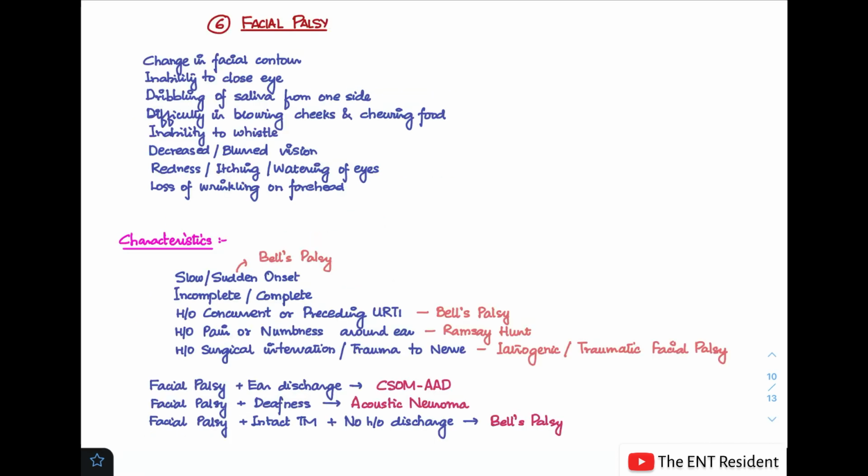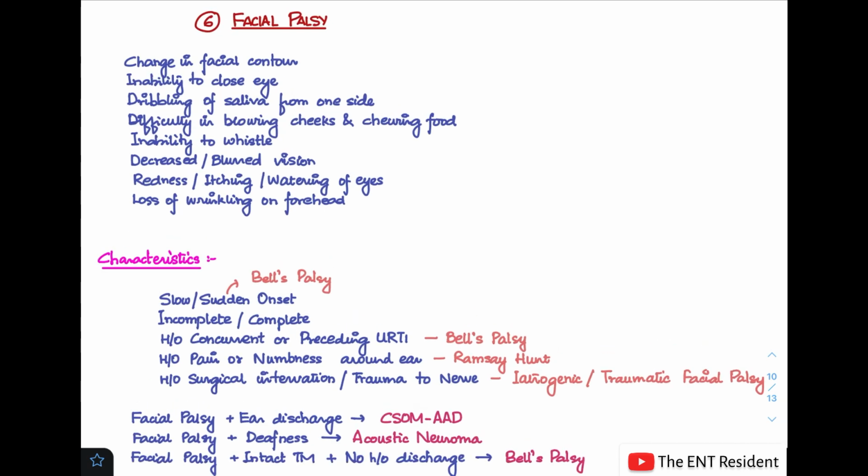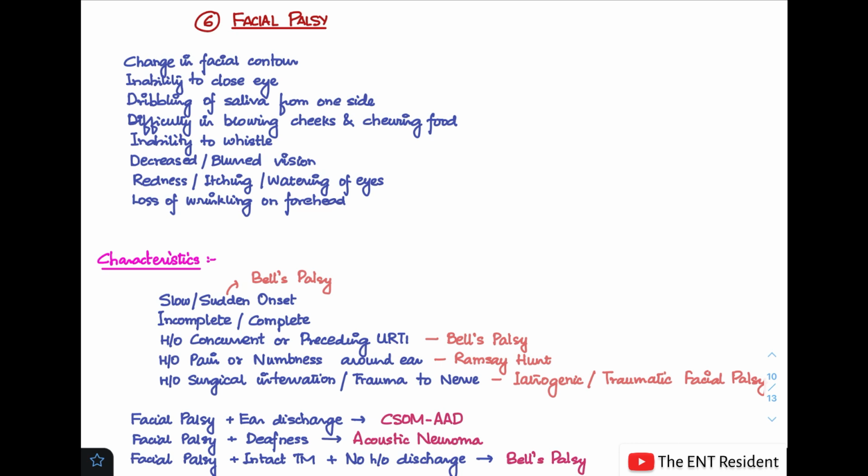Next, coming to facial palsy or asymmetric facial contour. Now, in facial palsy, what are the complaints that the patient will be coming to you with? There will be a change in the facial contour of the patient, inability to close the eye completely, dribbling of saliva from one side, difficulty in blowing cheeks and chewing food, inability to whistle, decreased or blurred vision, redness, itching, watering of eyes, loss of wrinkling on the forehead. These are some of the complaints that the patient will come with when they are having a facial palsy.